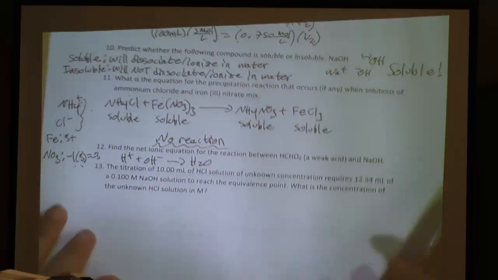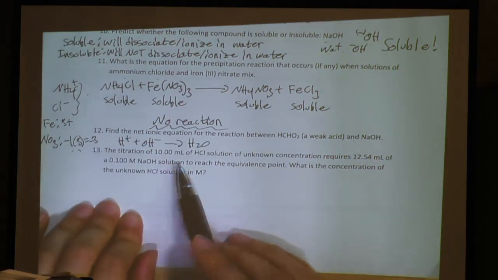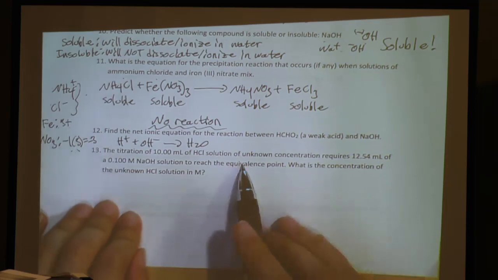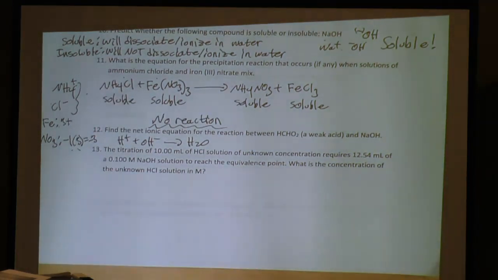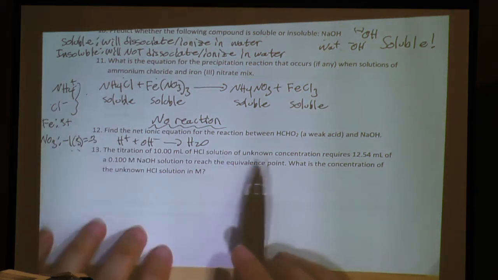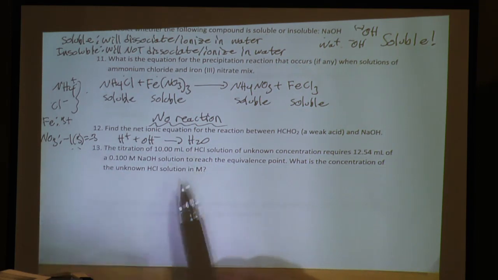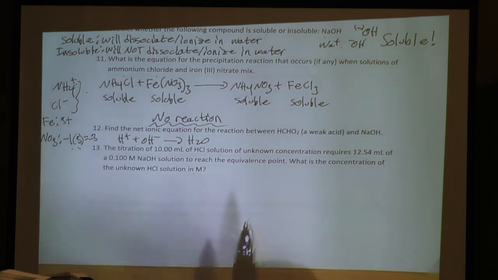So now we're on question 13. The titration of 10 milliliters of HCl solution of unknown concentration requires 12.54 milliliters of a 0.1 molarity NaOH solution to reach the equivalence point. What is the concentration of the unknown HCl solution in molarity?